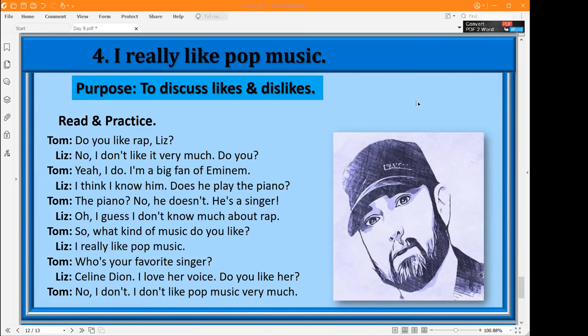No, I don't like it very much. Do you? Yeah, I do. I'm a big fan of Eminem. I think I know him. Does he play the piano? The piano? No, he doesn't. He's a singer. Oh, I guess I don't know much about rap. So what kind of music do you like? I really like pop music. What's your favorite singer? Celine Dion. I love her voice. Do you like her too? No, I don't. I don't like pop music very much.